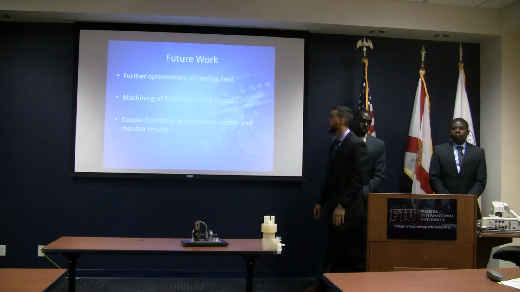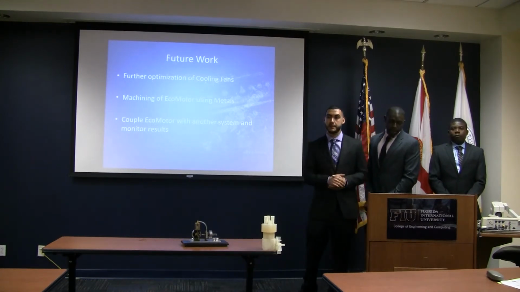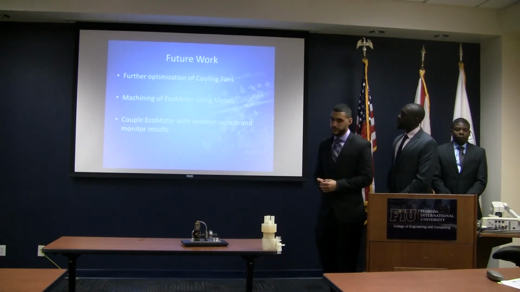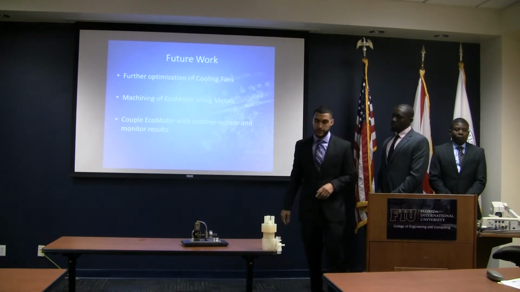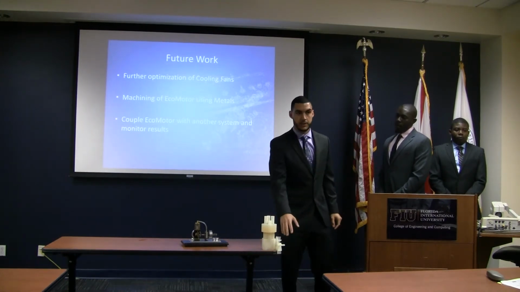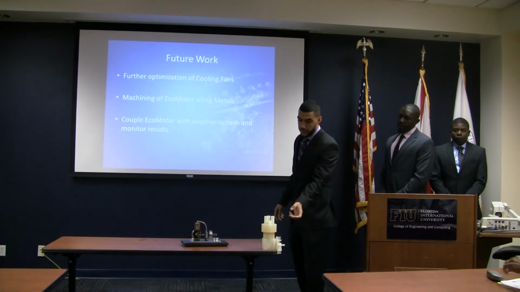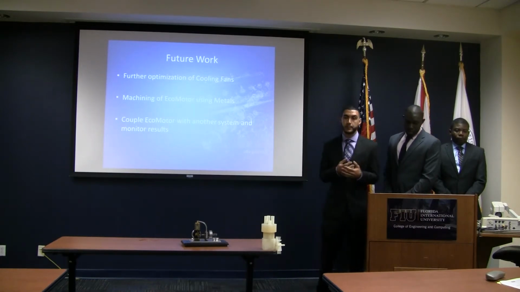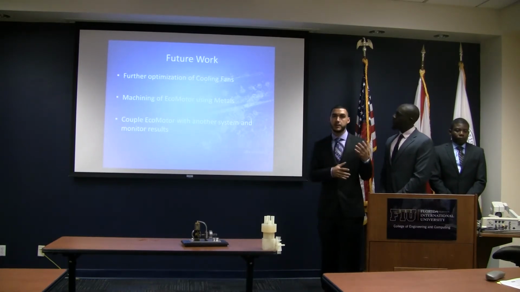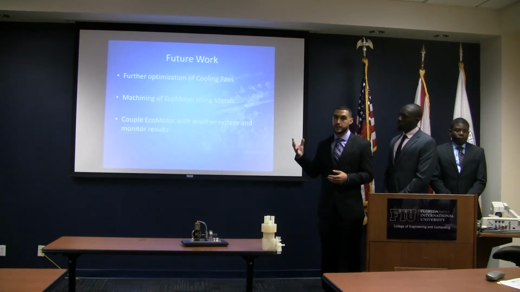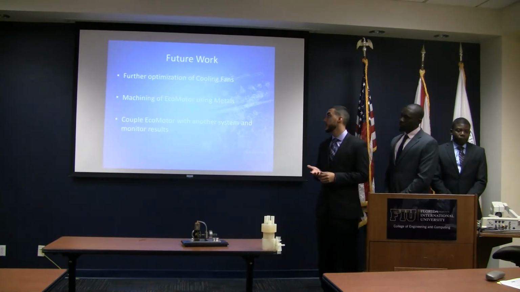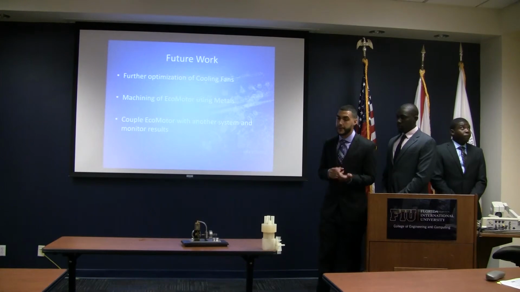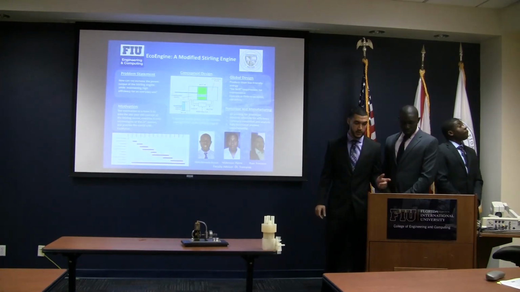So some future work, obviously the first thing would be to machine this out of metal so we can actually run it and do some experimentation work, but also the optimization of the cooling fan. During experimentation, we would interchange each fan design and monitor the results we would get on the cooling of the generator section. And then, of course, couple the EcoMotor with another system inside the car, using the exhaust gases on an AC system, utilizing the waste heat of the AC system, and putting that back into the system via mechanical work or electricity.